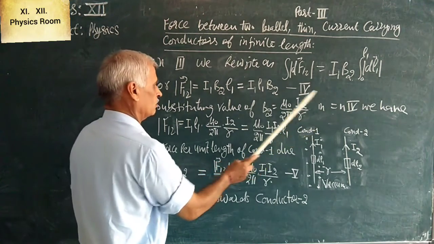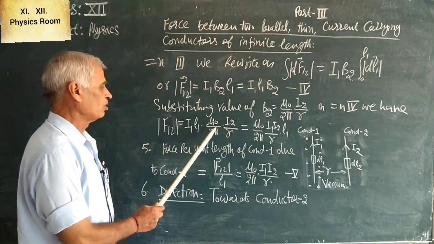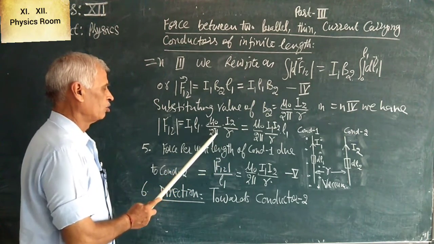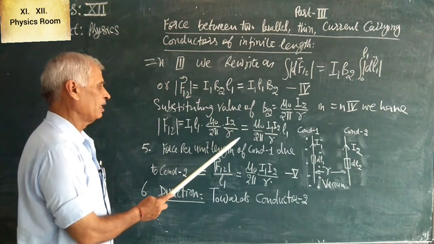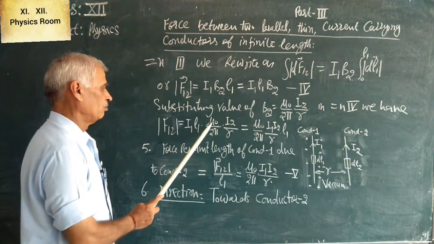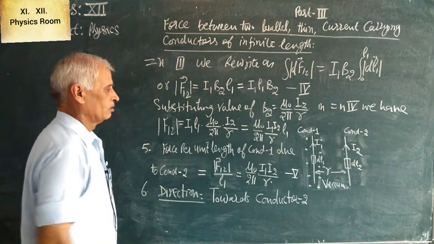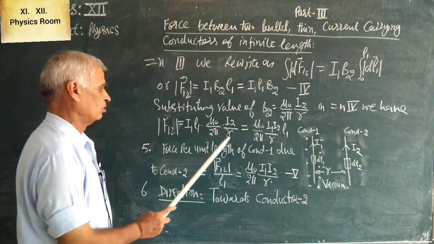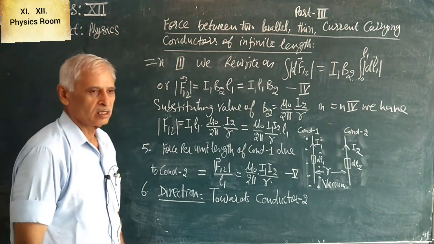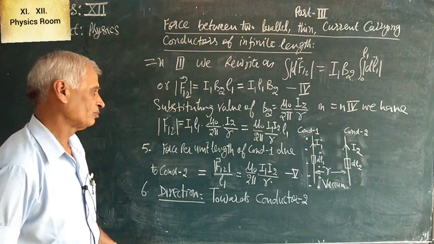In equation 4 we have mod F12 is equal to I1 L1 mu 0 over 2 pi I2 by R. Replacing B2 with mu 0 by 2 pi I2 by R, it is equal to mu 0 by 2 pi I1 I2 by R into L1. So the force F12 is equal to mu 0 by 2 pi I1 I2 by R into L1 on a section of length L1 of conductor 1 due to conductor 2.